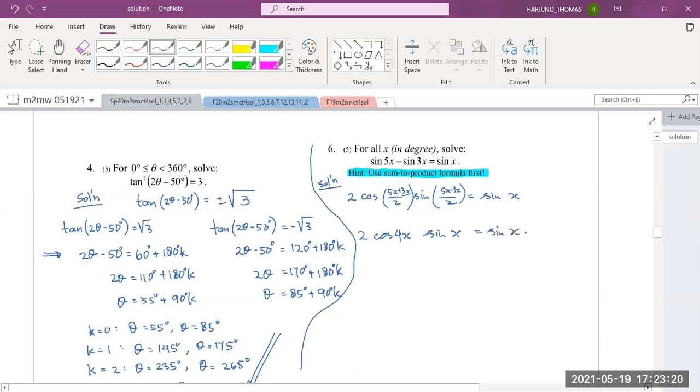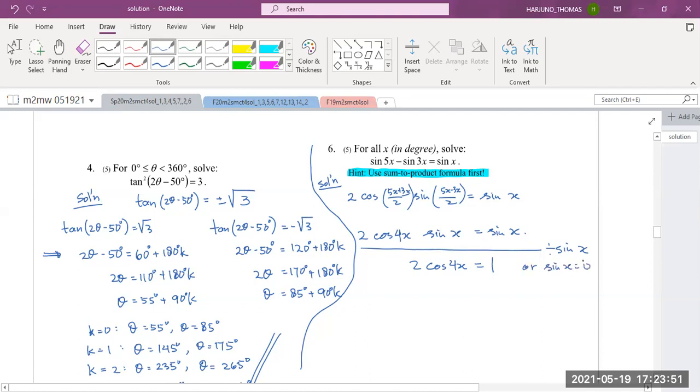So the first step is really just applying that sum to product formula. You need to know which one to apply though. Then the next step, common mistake, dividing by sine x. No, you cannot. Unless you identify, if you really want to divide by sine x, so you say 2 cosine 4x equals 1, right?